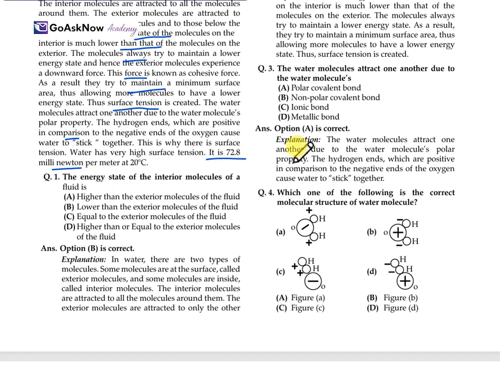So now let's go ahead with some questions. The energy state of the interior molecules of the fluid is: higher than the exterior, lower, or equal to the exterior? In water there are two types of molecules, exterior and interior. Interior molecules are attracted from all around them, so from the paragraph we can conclude that their energy is lower than that of the exterior molecules of the fluid.